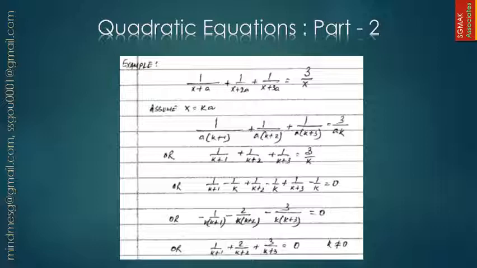So we're dealing with one variable k here. And then through this simplification, we get this expression: 1 over k plus 1, plus 2 over k plus 2, plus 3 over k plus 3, equals 0. And k is not equal to 0.